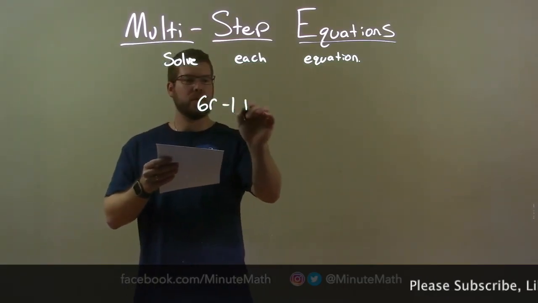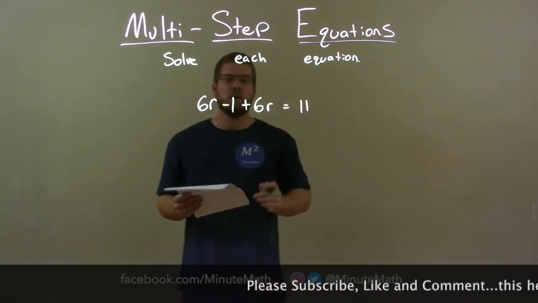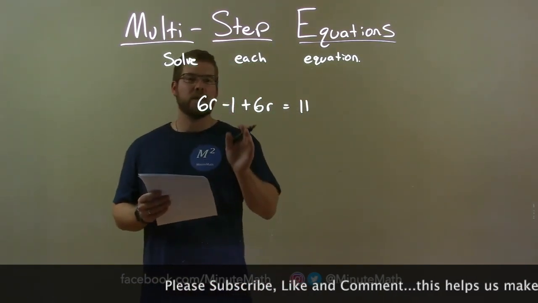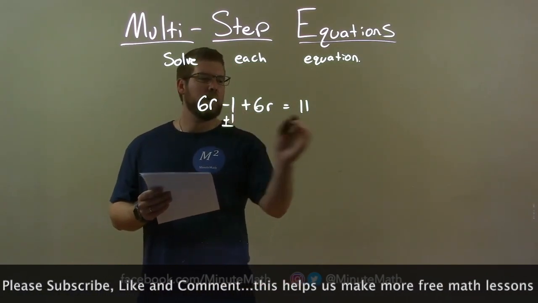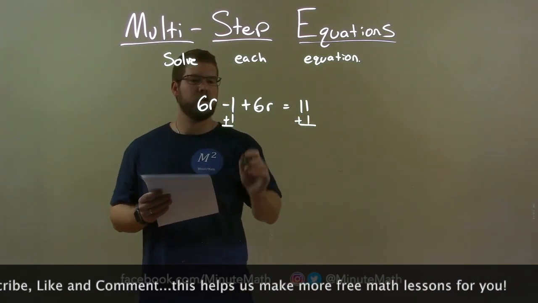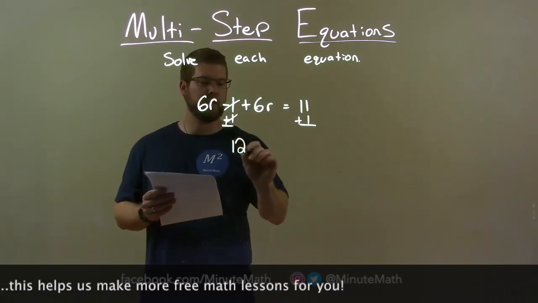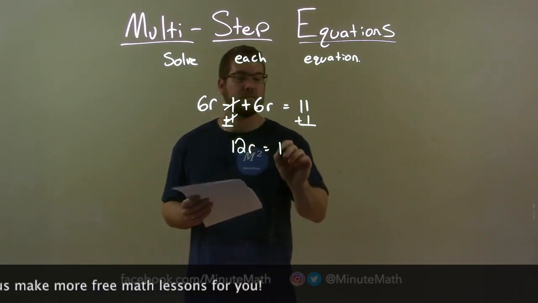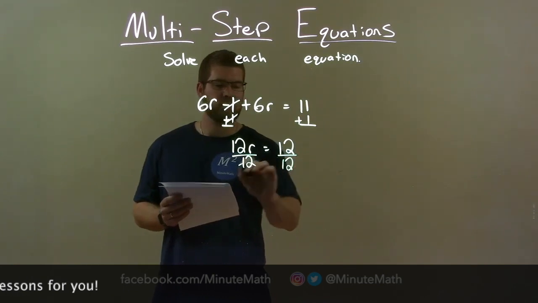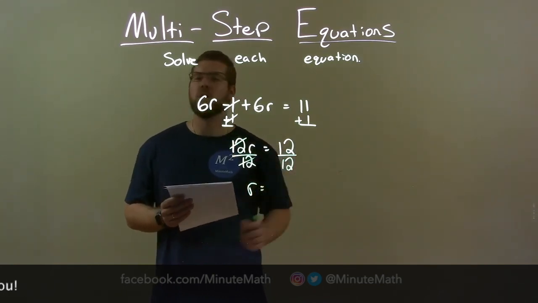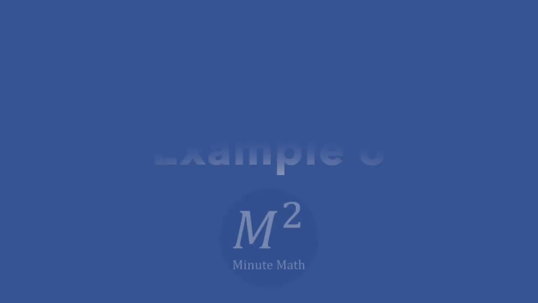6r minus 1 plus 6r equals 11. First thing I want to do here, alright, I want to combine my like terms and bring them to the right side. So if I add a 1 to both sides, right, the 1's cancel over here, and we're left with 6r plus 6r, which is 12r, right? And 11 plus 1 is 12. Now, I divide both sides by 12, giving me r by itself, and 12 divided by 12 is 1. Remember, a number divided by itself is 1.